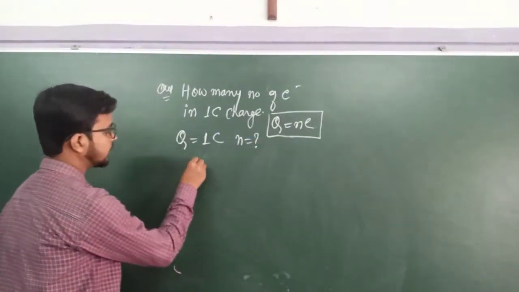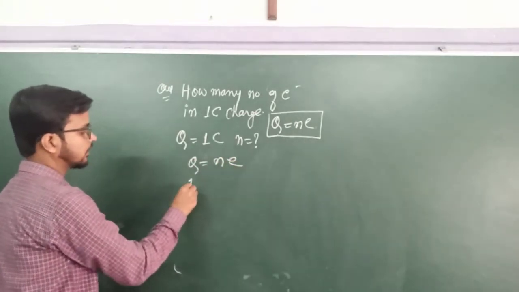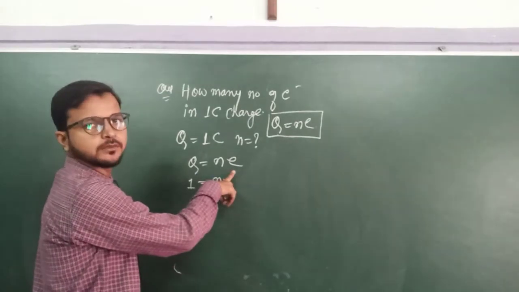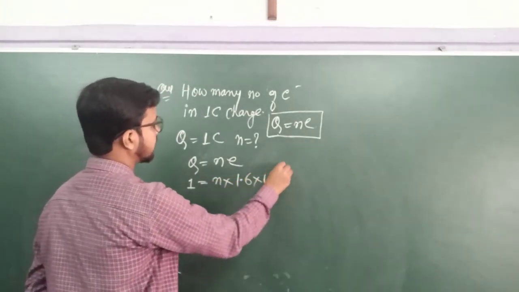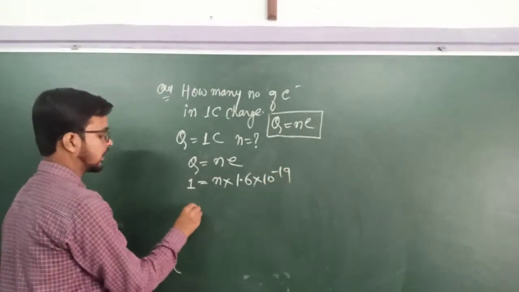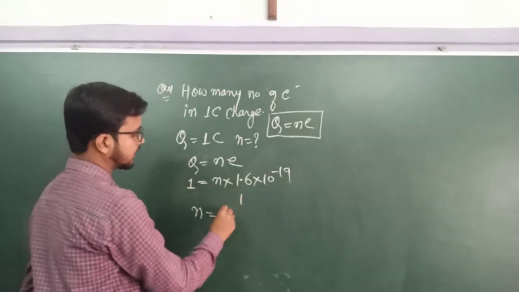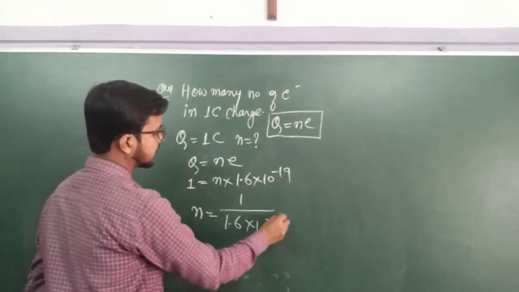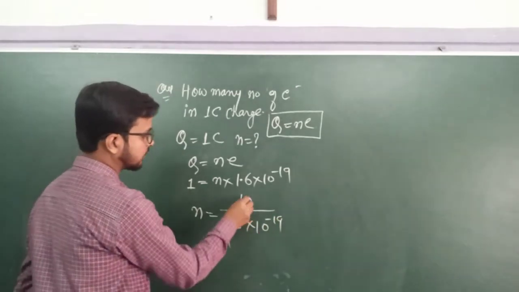Now we use the formula Q is equal to Ne. Q is equal to 1 and the value of e, that means of 1 electron, is 1.6 into 10 to the power minus 19. Now N is equal to 1 divided by 1.6 into 10 to the power minus 19. Remove the decimal and take 0. This is your 0.